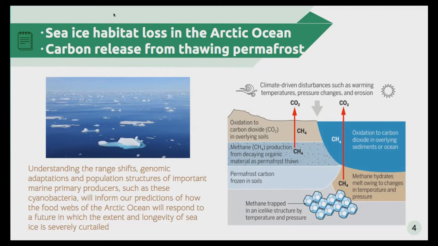Next we have the expansion of open water. Concomitant with the lost sea ice, the expansion of open water as a habitat in the Arctic Ocean is prompting the immigration of microbial groups once thought limited to lower latitudes, with potential effects on bacterial lineages that may be endemic in the Arctic Ocean. In summary, understanding the range shift, genomic adaptation, and population structure of important marine primary producers, such as this cyanobacteria, will inform our prediction of how the food webs of the Arctic Ocean will respond to a future in which the extent and longevity of sea ice is severely curtailed.